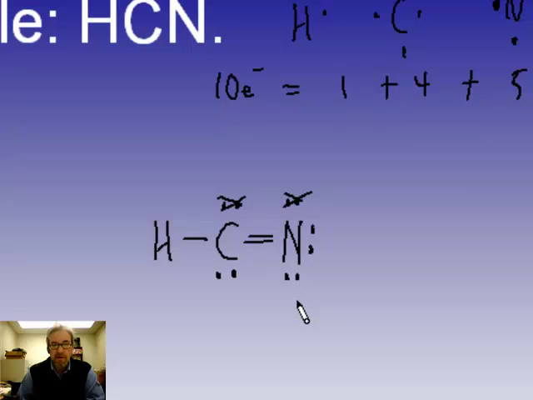Still too many. So I repeat the process. Take another pair away from carbon and nitrogen and put another bond in between them. Now I count. 2 here, 4, 6, 8 with the 3 bonds, and then that hydrogen bond is the 10th. So that's the correct structure. For clarity, I'll redraw again. Triple bond between carbon and nitrogen, single bond to hydrogen, and that's my Lewis structure.